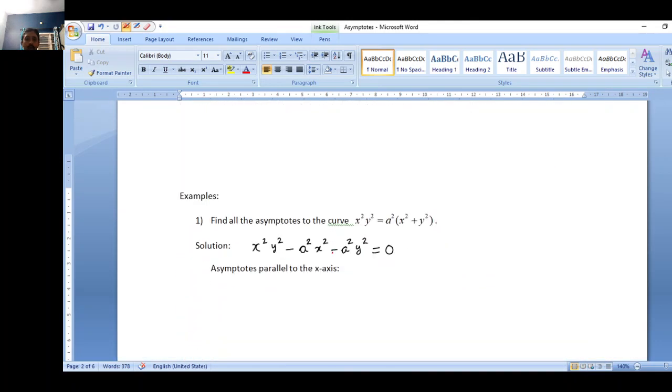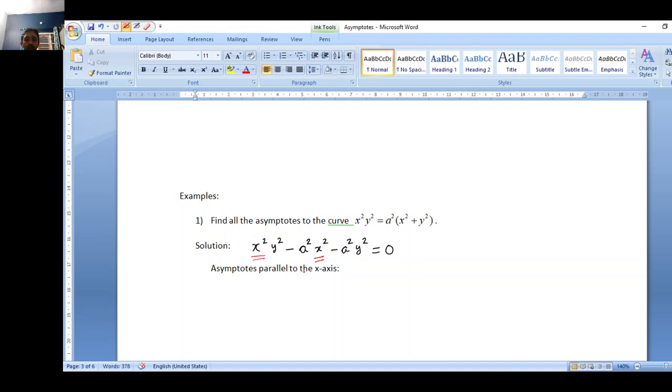Look for the highest degree term of x in this equation. As you can see, we have an x square term here, we have an x square term here, and a constant term here because there is no x here. So there are only two terms involving x and both are of degree 2. So these are the highest degree terms.